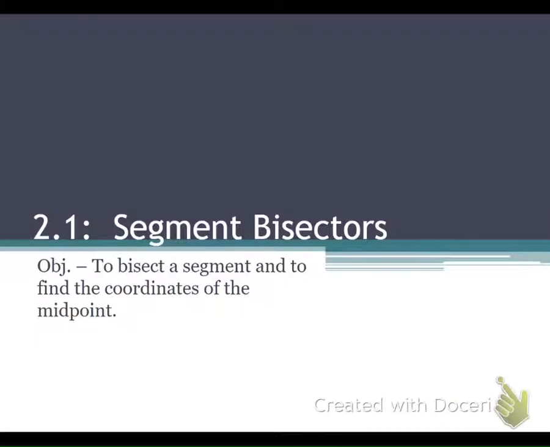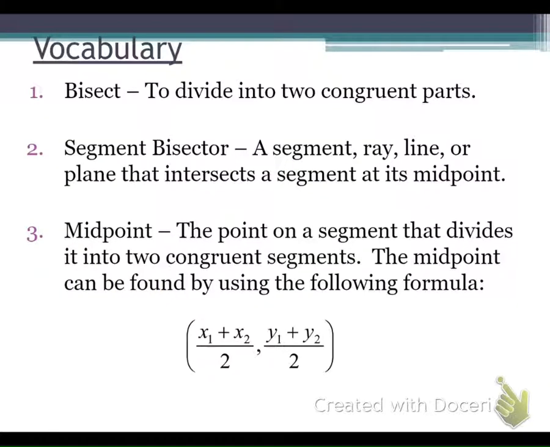Okay, so our first part here in our section today is 2.1, segment bisectors. And your objective that you write at the top of your page on that OBJ section is to bisect a segment and to find the coordinates of the midpoint. So today that is what we are working on. So we have our vocab. Our first word is to bisect. To bisect is to divide into 2 congruent parts.